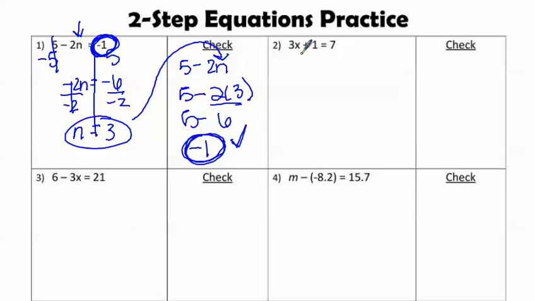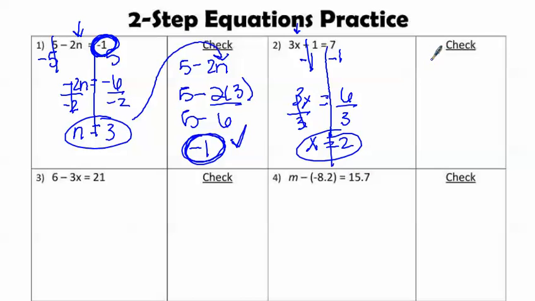Problem 2, find your variable. It's on the left side. So you want to move your constant, which is a +1. You want to subtract. Remember, what you do on one side, you must do on the other. Bring down what you have left, which is 3x equals 6. You have 3 times x. The inverse is division. So you get x equals 2.